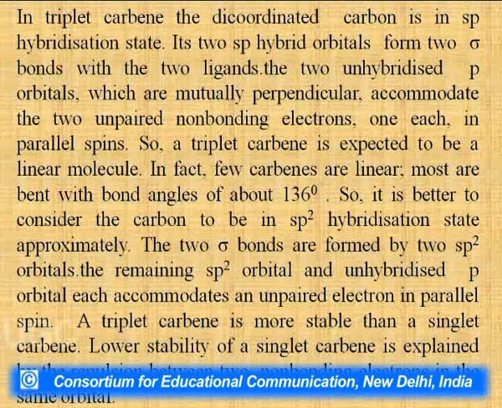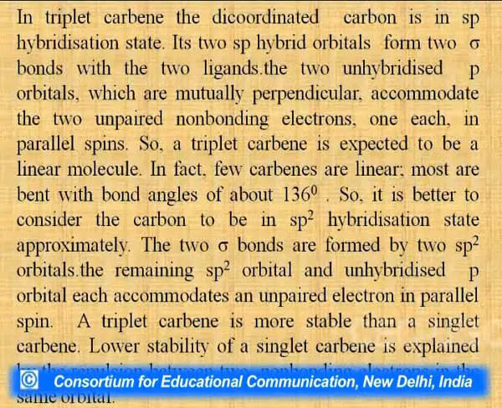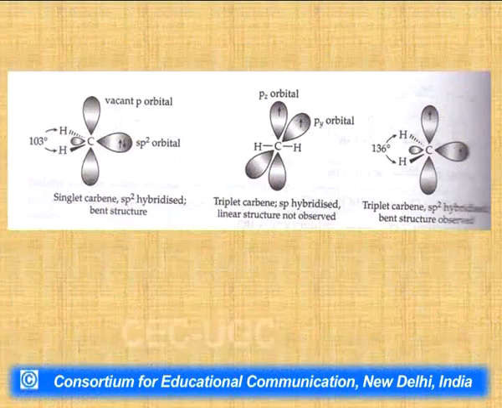So, the spin of the electrons in the triplet state is parallel. A triplet carbene is expected to be a linear molecule. In fact, few carbenes are linear. Most are bent with bond angles of about 136 degrees. So, it is better to consider the carbon to be approximately in sp2 hybridization state. The two sigma bonds are formed by two sp2 orbitals. The remaining sp2 orbital and the unhybridized p orbital each accommodate one unpaired electron in parallel spin.